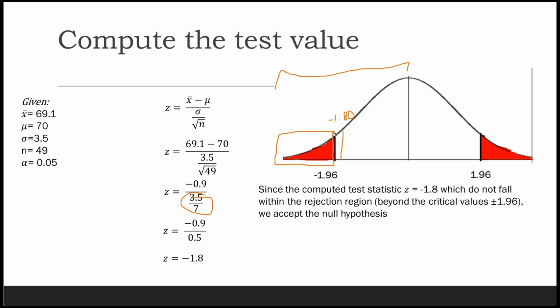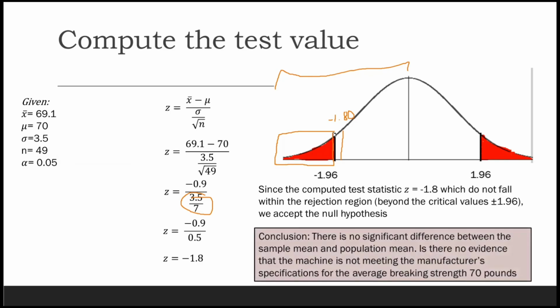So to conclude, so iba pa yung conclusion natin, there is no significant difference. So walang pagkakaiba yung sample mean natin at population mean natin. So ibig sabihin nito, pwede nating gamitin yung sample mean para makuha din natin yung population mean dahil wala naman silang pagkakaiba. So there is no difference that the machine is not meeting the manufacturer's specification for the average braking strength of 70 pounds. So therefore, yung null hypothesis natin is accepted.